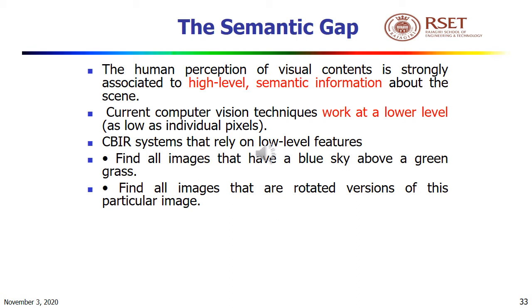The next one is what we mean by the semantic gap. Human perception of visual content is strongly associated with high-level semantic information. But the problem is that current computer vision techniques allow only for low-level features. So a CBIVR system works on low-level features. Suppose one query is like: find all images that have a blue sky above green grass, or find all images that are rotated versions of this particular image. In order to find answers to this particular query, the traditional CBIVR system has great difficulty because it deals with low-level features.